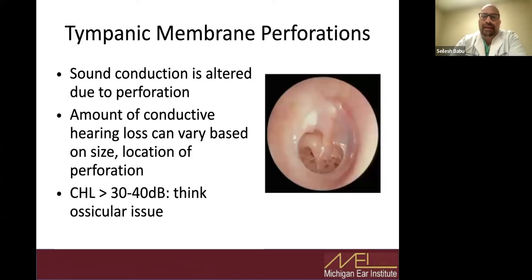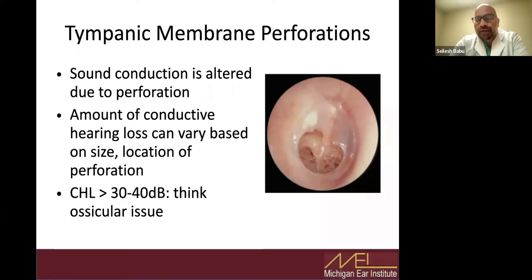So if you focus on tympanic membrane perforations as a part of conductive hearing loss, the sound conduction is obviously altered because we're losing that ratio of functional tympanic membrane to the footplate. Interestingly, the amount of conductive hearing loss can vary based on size and location. So we've all seen patients who've had even a significant perforation of the eardrum, and they can have normal conduction of sound. And then we have patients who have a very small tympanic membrane perforation, and for some reason that can cause a conductive hearing loss.